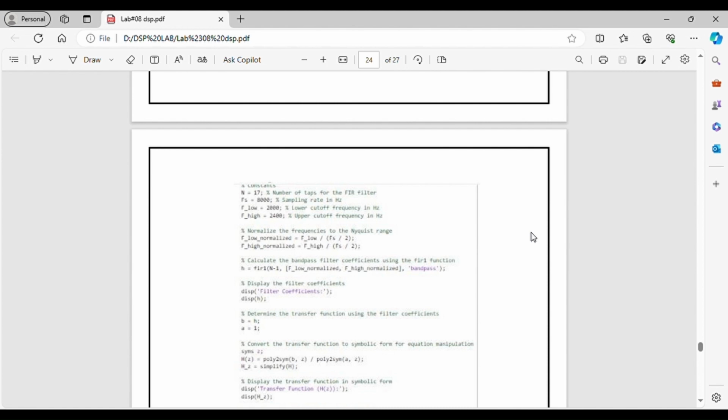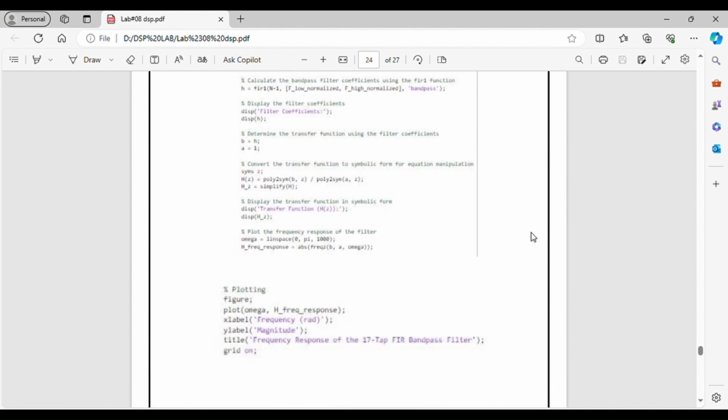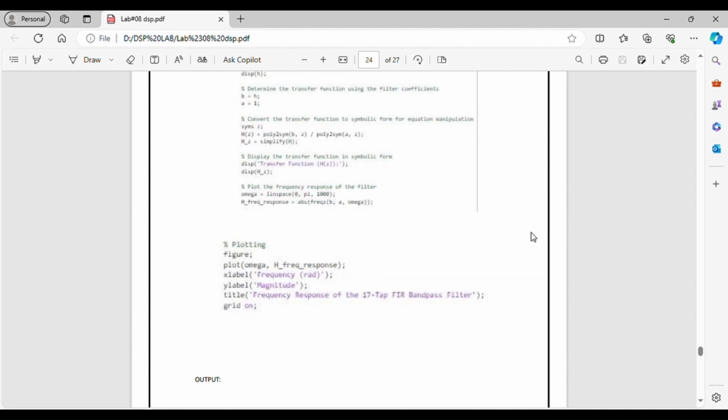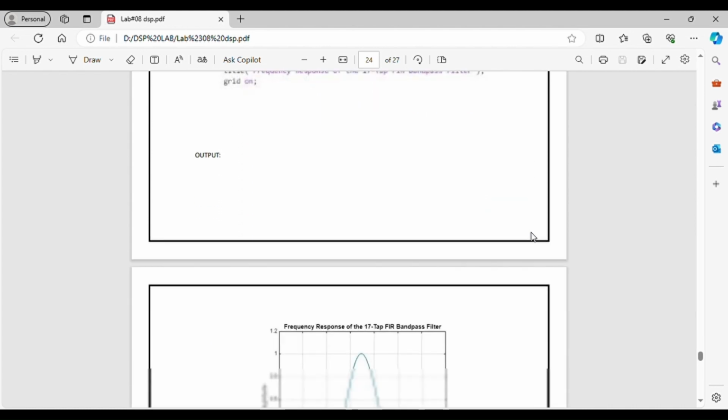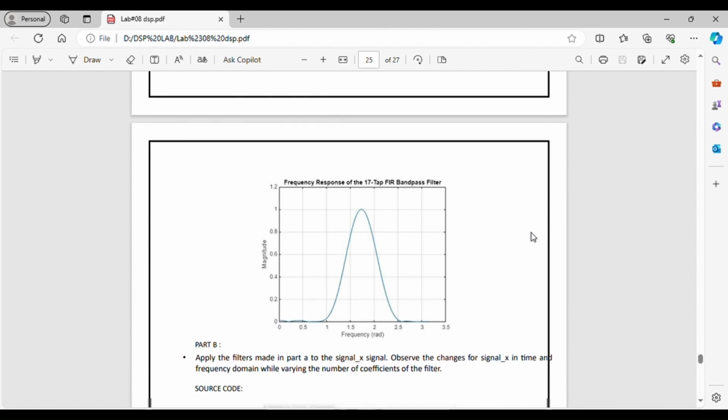Display the filter coefficients. Determine the transfer function using the filter coefficients. Convert the transfer function to symbolic form for equation manipulation. Display the transfer function in symbolic form and display the frequency response of the filter. Now plot the graph, and the frequency response of the 17 tap FIR bandpass filter is this.